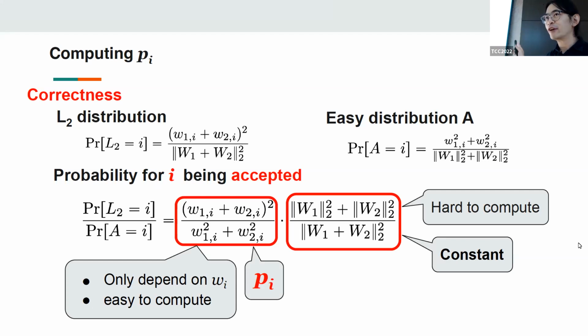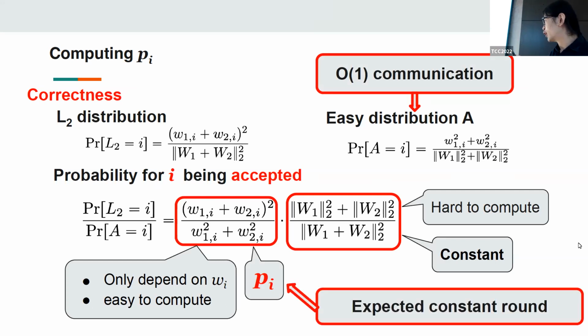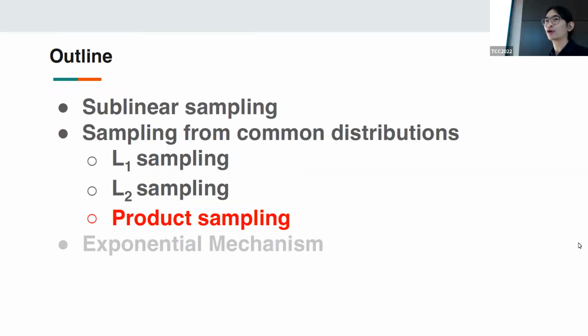So intuitively, we have a protocol for L2. Sampling from this distribution A, as I mentioned before, takes constant communication by our L1 protocol. And with this pi, we can run the rejection step, and we expect this protocol to run an expected constant number of rounds. So overall, we have a constant communication protocol for L2 sampling. And this idea can be easily extended to any Lp, so for any p larger than 2, it works in a similar way. So now we have a sense of L2 as well.